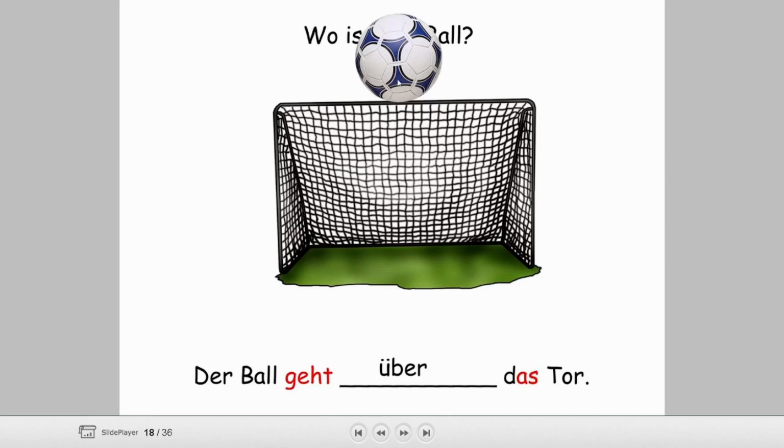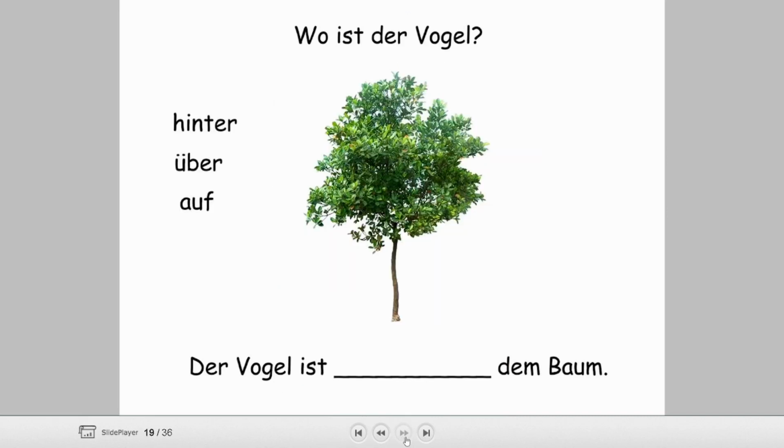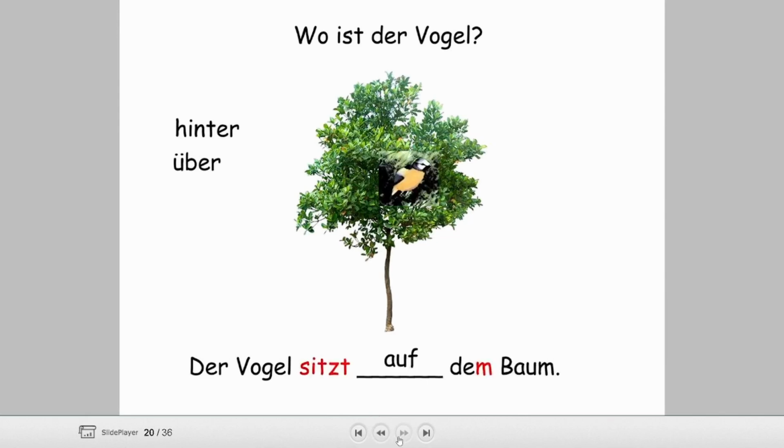Let's see what happens if the ball is going and then falling, lying there. This is another example. Here is the Vogel. So there is a bird. We are asking where is the bird. And we have to say whether the bird is behind the tree or on top of the tree. Okay. So let's see. The Vogel sitzt auf dem Baum. There is no movement. The bird is simply sitting on top of the tree. Sitzt auf dem Baum. So there is dative here.